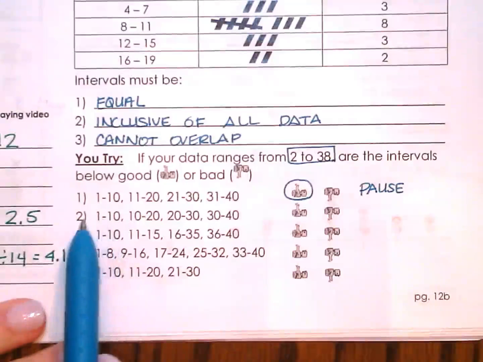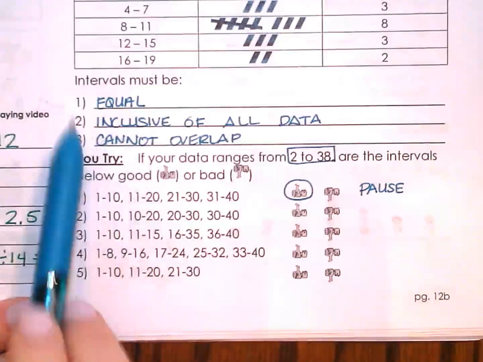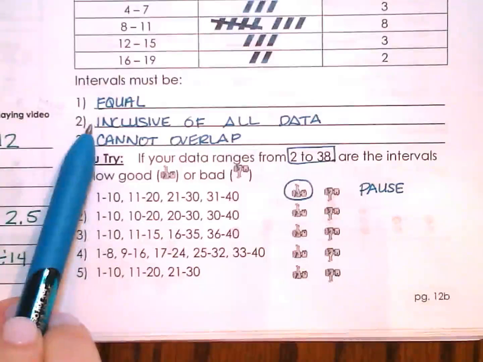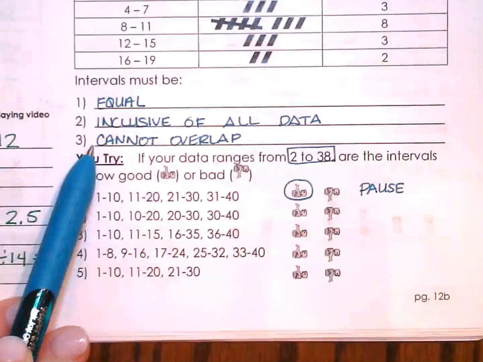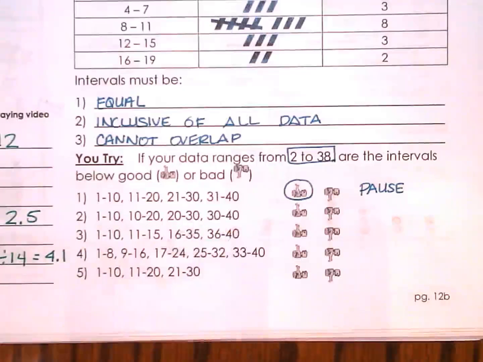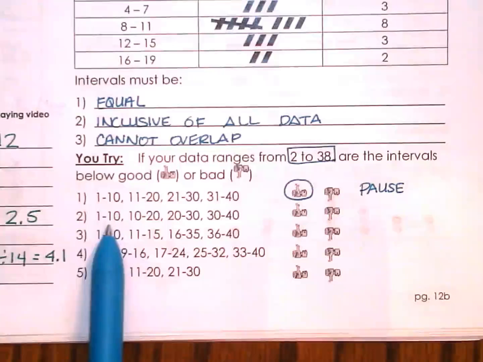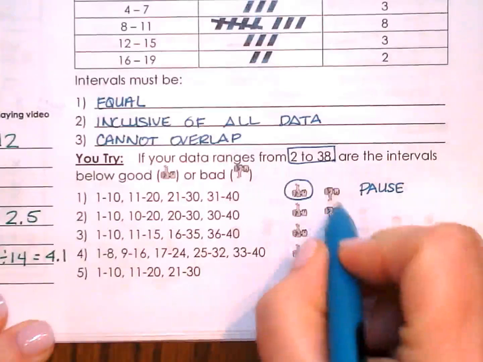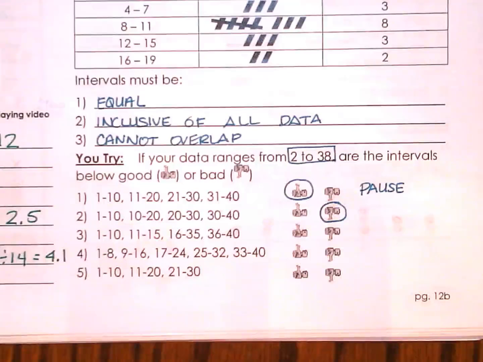So first of all, number 2. Is number 2 a good set of intervals? Does it meet all 3 criteria? Is it equal, inclusive of all the data, and not overlapping? Well, look here. We see that 10 and 20 and 30 overlap. So if somebody said that they drank 10 cups of coffee or whatever it was, I wouldn't know which interval to place that data. So this is not a good set of intervals.